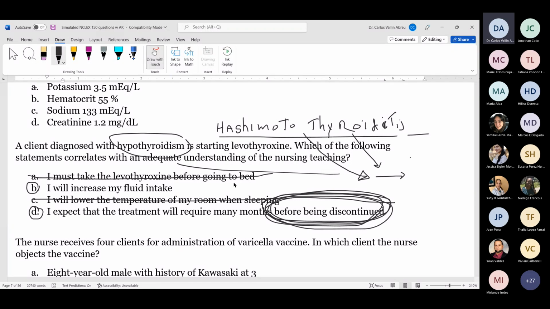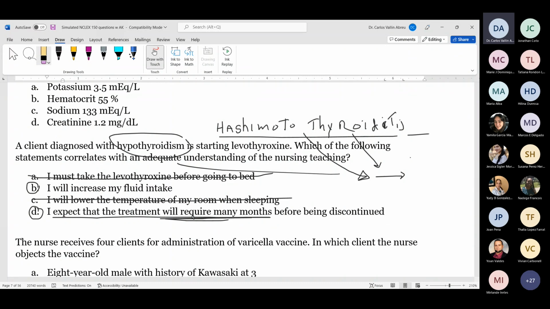What is the problem that we have? Expect the treatment will require many months. Yes, it's true. It's a treatment that takes time. But before being discontinued means that the hypothyroidism is cured. It's like an infection. So that's why we rule out D as in dog. We learned that it is lifelong treatment. And then the only possible option is B.